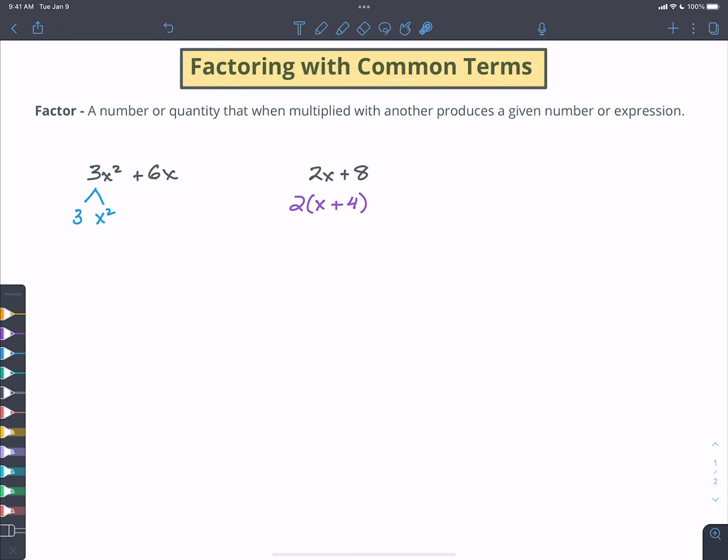So 3 times x squared would give me 3x squared, and x squared is actually made up of x times x. So the factors of 3x squared are 3 times x times x. Similarly, for 6x, I've got 6 times x. Well, 6 can also be factored. Yes, you can say 1 and 6, but one that might make a little bit more sense in this fashion is 2 times 3. So 2 times 3 times x gives me 6x.